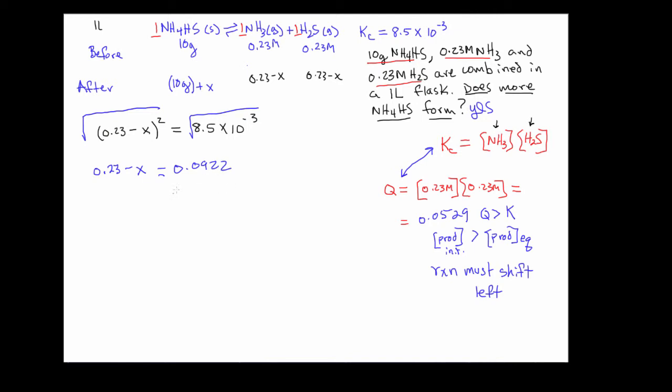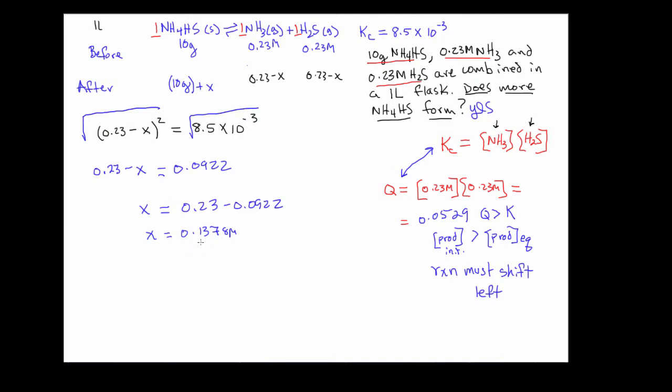All right, now solving, we're going to have x is equal to 0.23 minus 0.0922. And what I get for my x value is going to be 0.1378 molar. All right, that's my x value. So now there's two things that I want to do to finish the video.